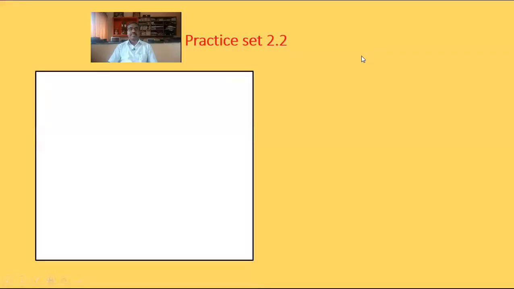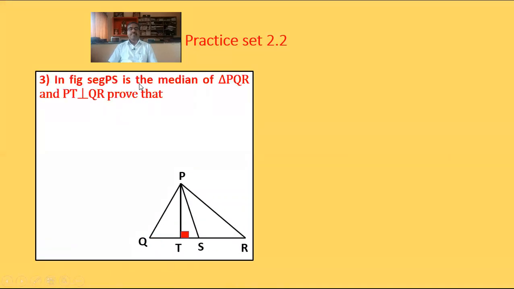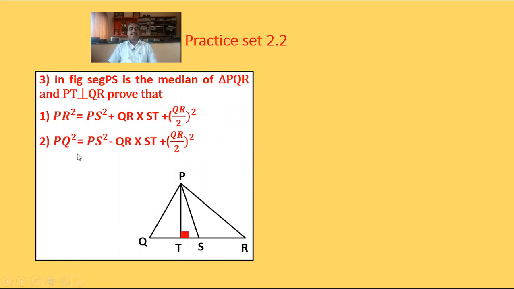Problem number 3. In the figure, segment PS is the median of triangle PQR and PT is perpendicular to QR. Prove that number 1, PR square is equal to PS square plus QR multiply ST plus QR upon 2 bracket square. And second, prove that PQ square is equal to PS square minus QR multiply ST plus QR upon 2 bracket square.